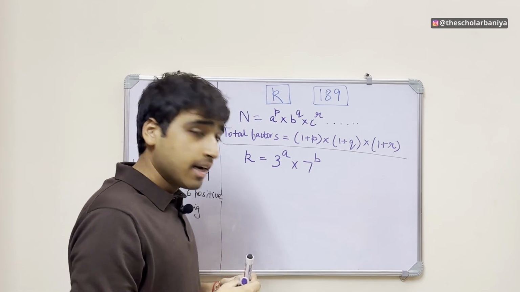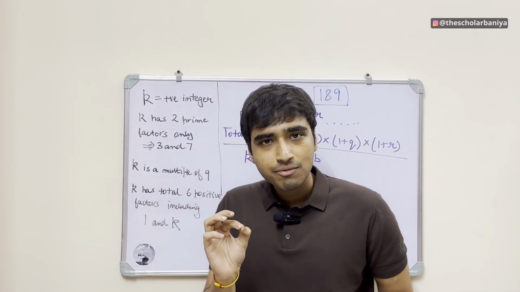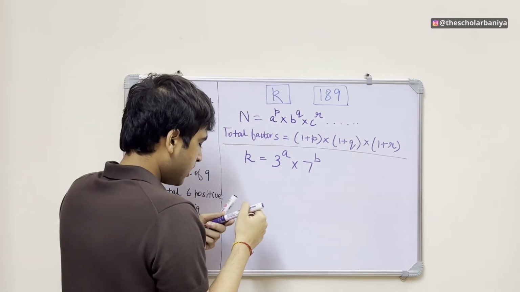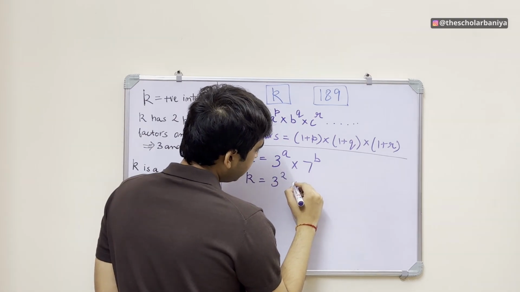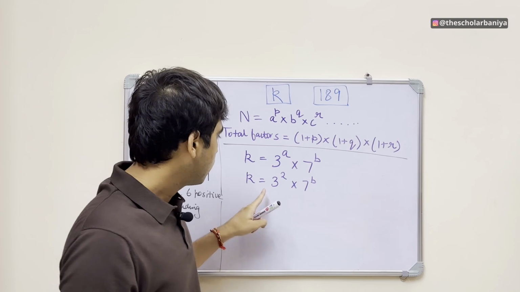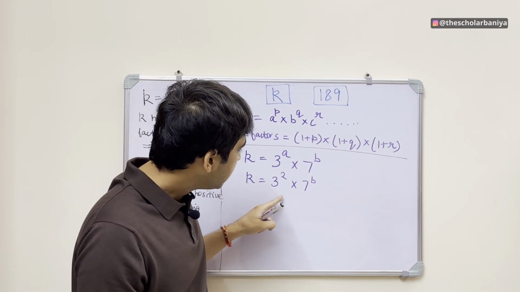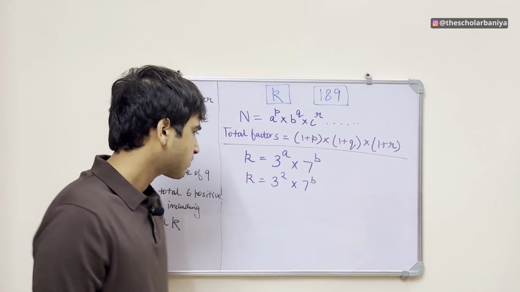Okay. Now one more thing is given, that k is a multiple of 9, which means that it can be written as 3 square, right? So we can write k as 3 square into 7 to the power b, because it's a multiple of 9. So we can write 9 as 3 square, which means k is equal to 3 square into 7 to the power b. I hope this should be clear.